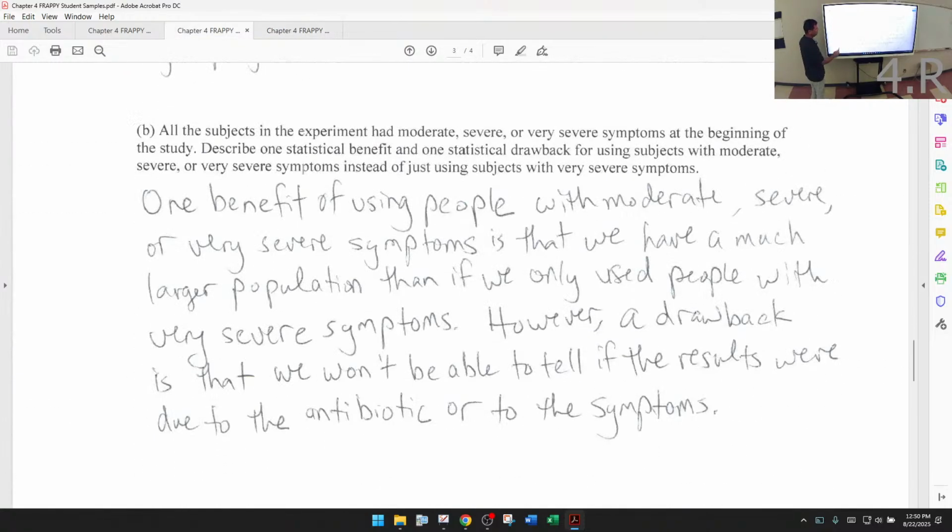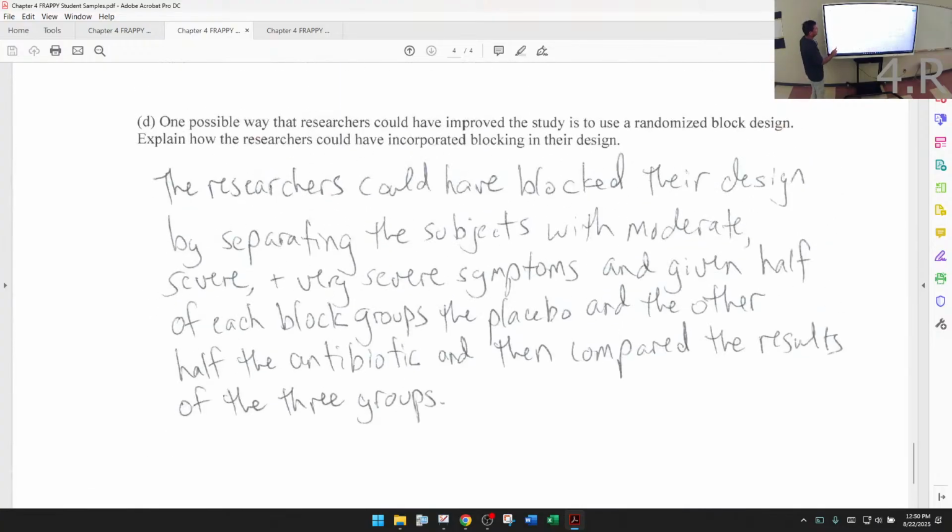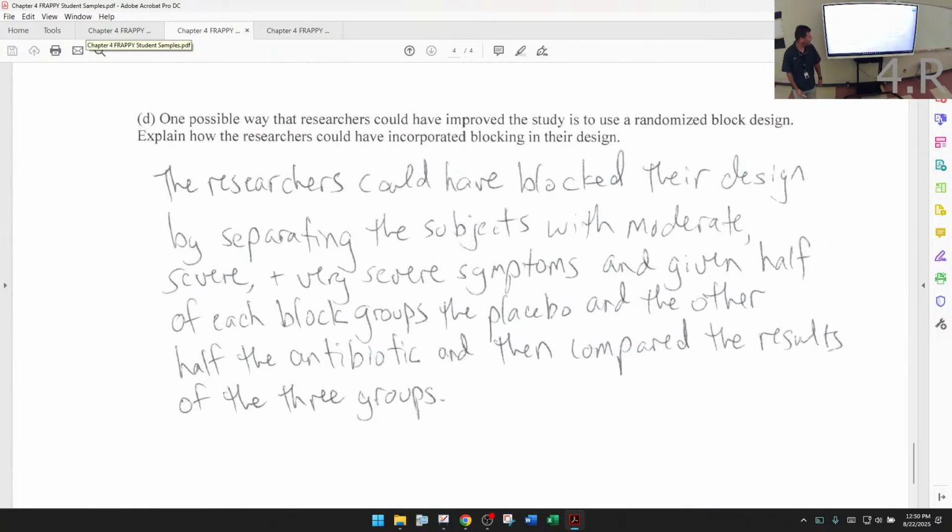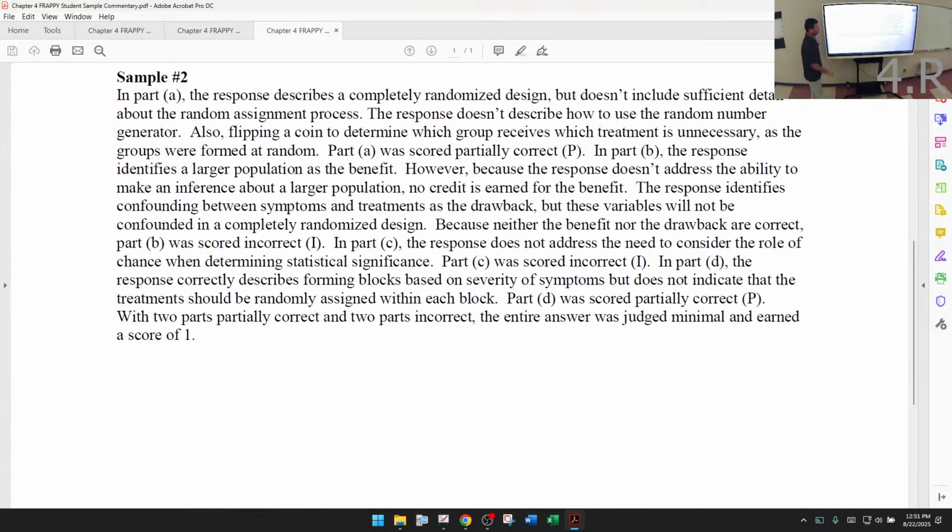Person 2 on theirs. You guys are doing good. The researchers could have blocked their design by separating the subjects with the moderate, severe, very severe. Good. And given half of the block the placebo and the other half the antibiotic. They missed the second part, right? They didn't randomly assign. They just said half get, half get. You got to randomly do it. Part D, the response correctly describes forming blocks. However, it does not indicate the treatment should be randomly assigned. Part D was scored a partially correct.